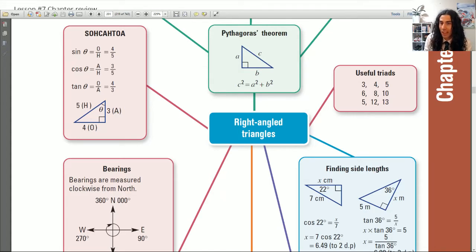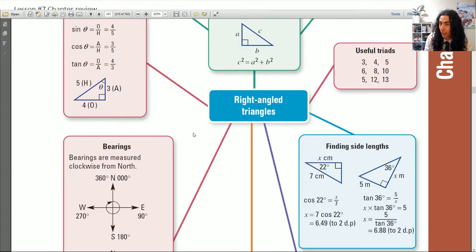That's good. And down here at the bottom, we've got finding the side lengths. That's good, and it's given 2 examples. The one on the left, the x is on the top. The one on the right, the x is on the bottom. That's excellent. So x for this triangle is 7 cos 22, and you round it off. And the other one, they've done it in 2 steps, same as I've been doing it, times by x, divide by the tan. That's excellent as well. The stuff on bearings here on the left is actually 5.2 stuff.